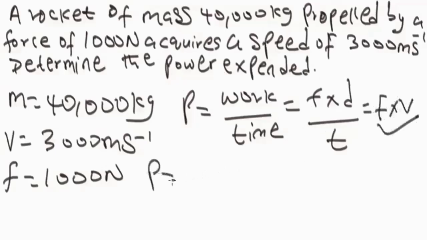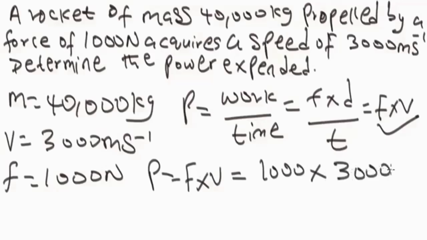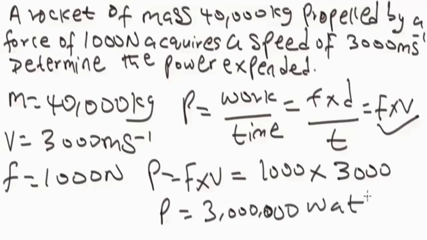So power in this case will be force times velocity, which is the force here, 1,000, times 3,000. So power is 1,000 times 3,000, and you're going to have 3 million. So we're going to have 3 million watts. This will be the answer to this question. So let's write this and solve one more problem on this before I call it a class.